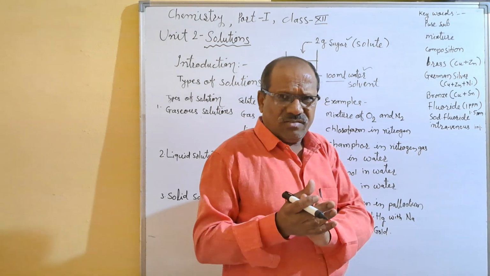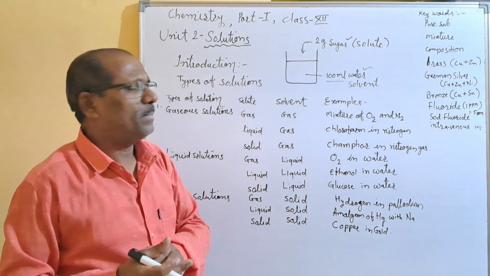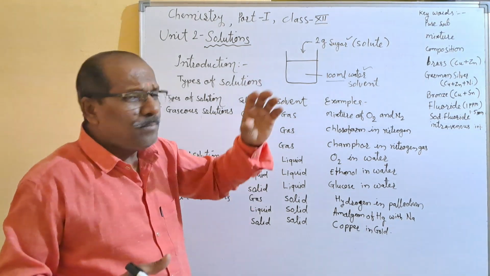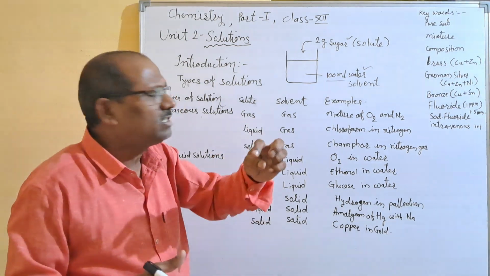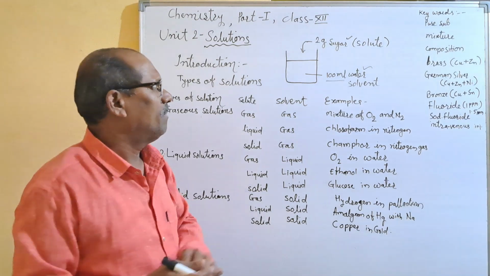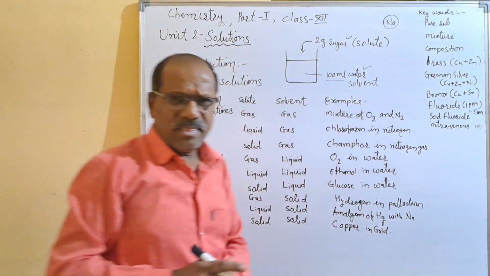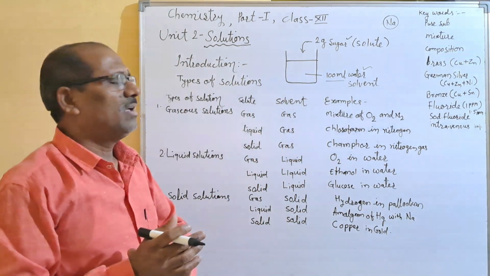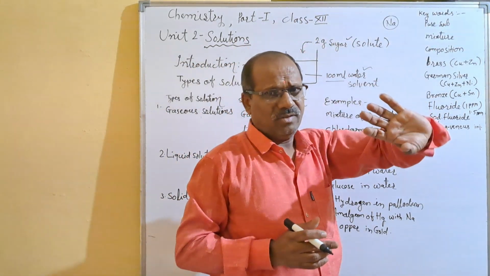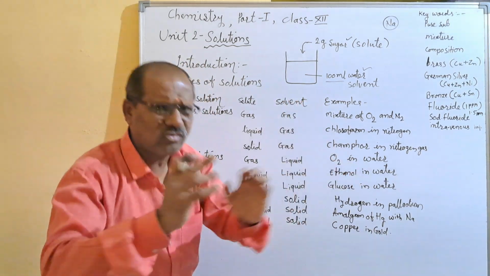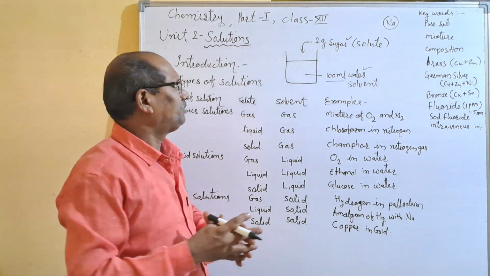A pure substance which is not in direct use for routine purposes, we can't say that pure substance is a solution, as that substance has only one type of atoms or molecules. For example, pure sodium metal has only one type of atoms or only one element in it, hence it doesn't act as a solution. Solution means whenever two or more than two substances are mixing with each other, then a solution is forming.